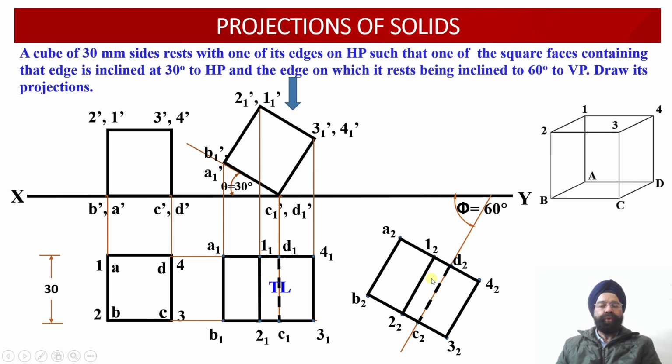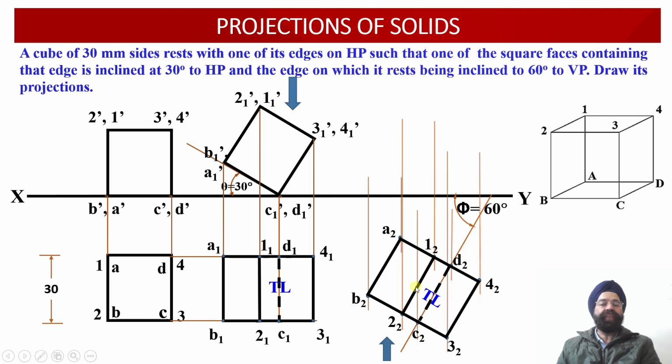So once we have been able to obtain the plan projection corresponding to this oblique solid or the oblique cube, now the corresponding projections of the 8 points in the front view need to be obtained. Now how that can be done? We have got 4 points over here, 4 points over here. So corresponding to these 8 points, the vertical projector lines now we are going to draw.